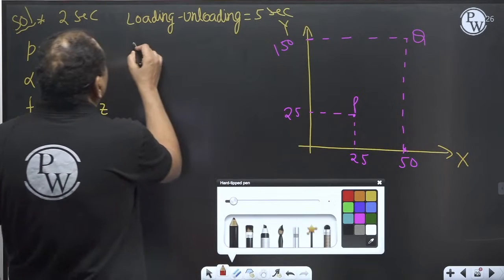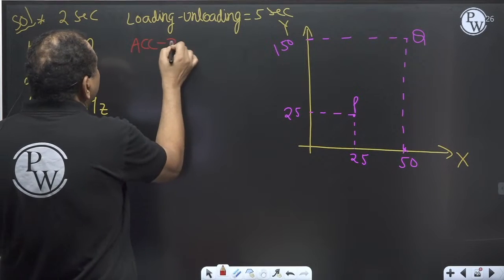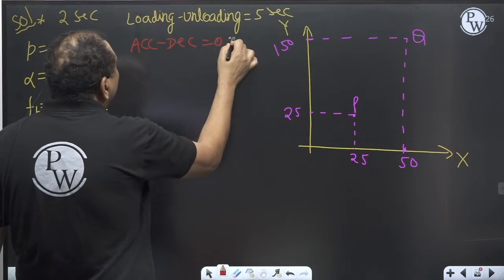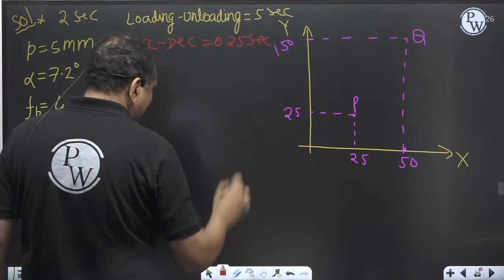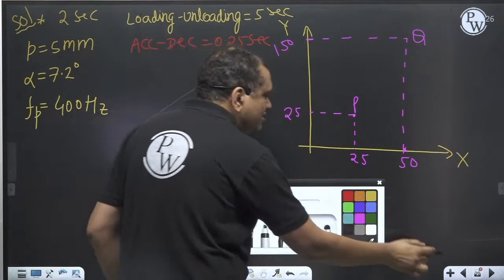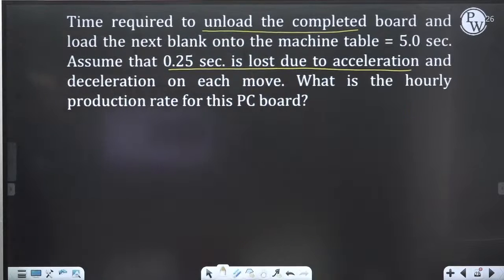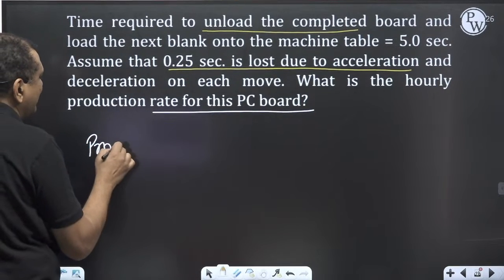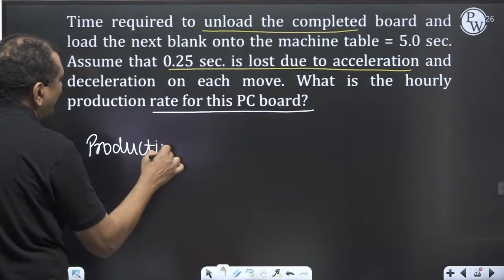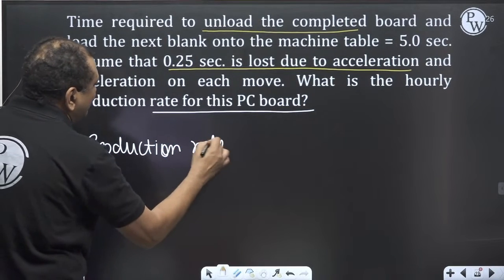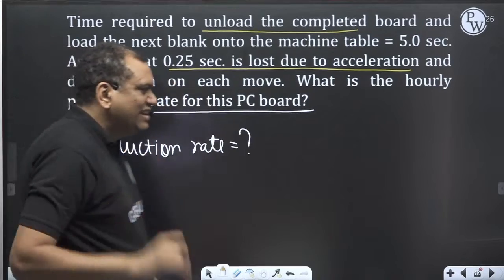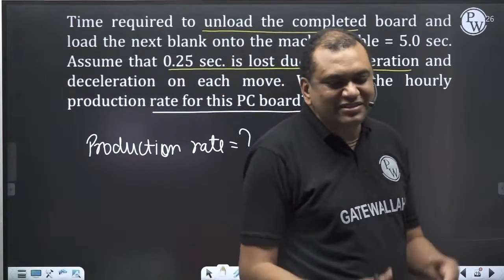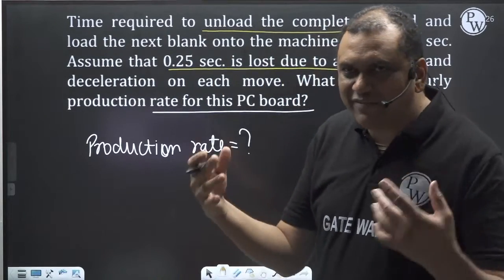So acceleration, deceleration consume 0.25 seconds. What is the hourly production rate for this PC board? So the question is asking about the production rate. I will summarize, because I was discussing and we were compiling the data.